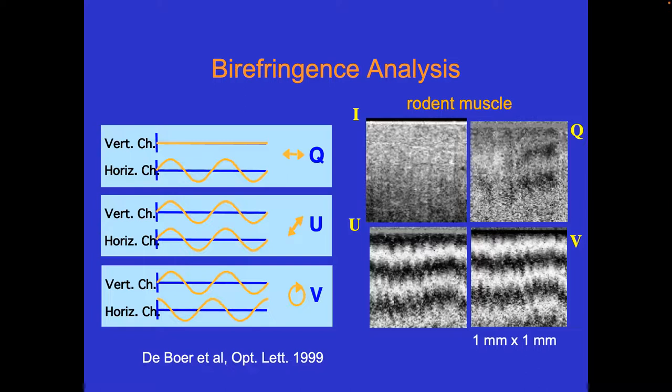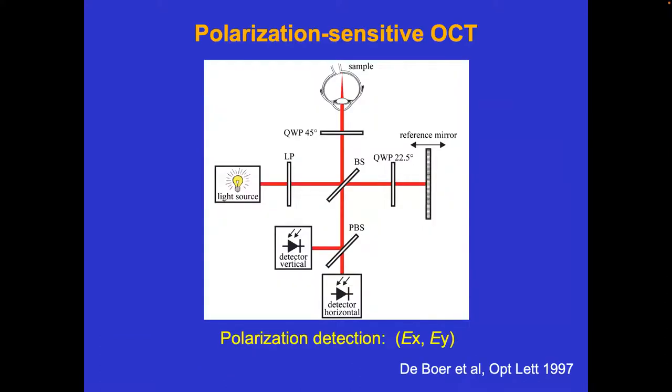Yeah, it always depends a bit on how you define the vertical and horizontal channel. Well, the thing is, if our filter is vertical and you detect nothing, it means that the incoming light was actually horizontal. What I mean here is that it filters the light. This is a polarizing beam splitter, so only the horizontally polarized light will pass through this. So this detector only measures the horizontal component of the electromagnetic field, and this will only measure the vertical component.